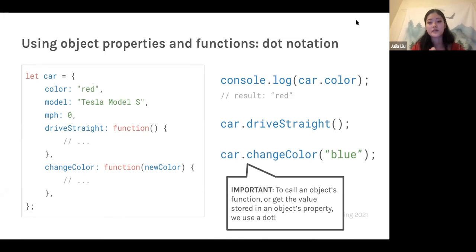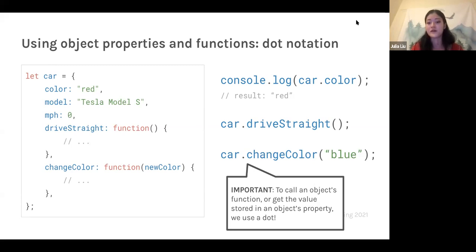One, we can use console.log to verify that the color is indeed red. So we would use dot notation to say car.color, and that would return the string red. It's pretty straightforward in terms of the dot notation. All you do is put a dot between the variable name and then the property that you want to retrieve from that object. And then similarly, you do the same for the functions as well.